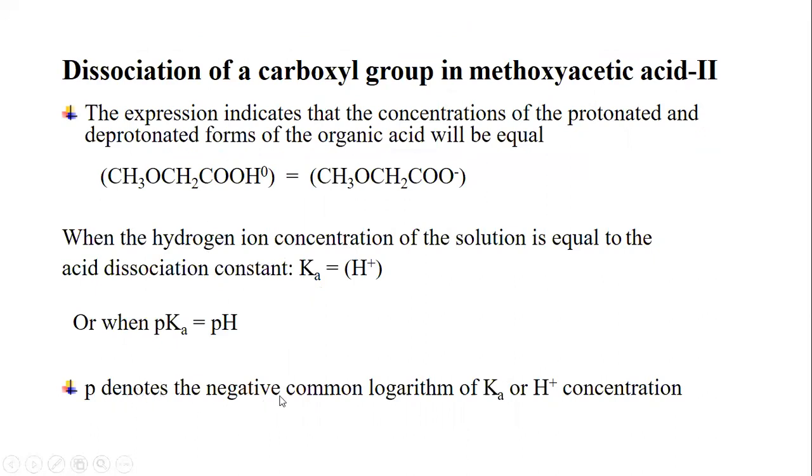Remember, p denotes the negative common logarithm of Ka or H. When we say small p, it's the negative log of anything. In chemistry, if you write small p in front of anything, that indicates its negative logarithm. So that's where pH comes from, minus log the hydrogen activity in solution. So pKa is minus log Ka, the same thing. So then remember this important characteristic. When Ka equals hydrogen or pKa equals pH, the concentration of these two will be equal. So this will be 50% dissociated, 50% neutral molecule.